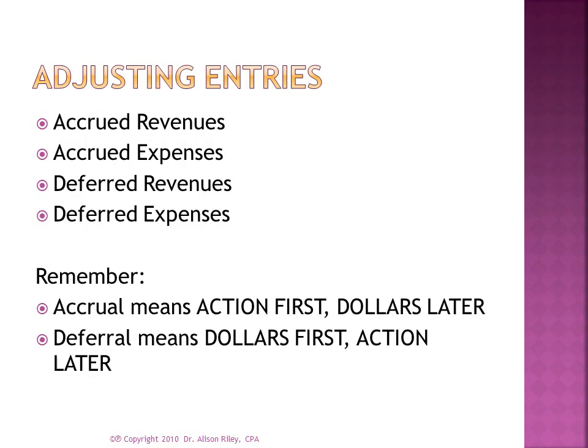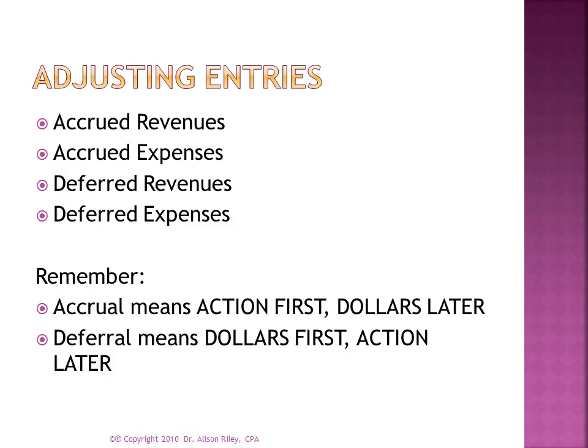Because generally accepted accounting principles, or GAAP, requires us to use accrual accounting, the need to make adjusting journal entries arises. You may recall that accrual accounting means that we recognize revenues when realized or realizable and earned, and we match expenses to the revenues that they help to produce.